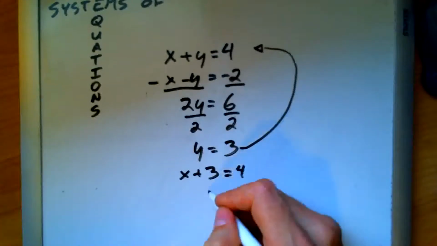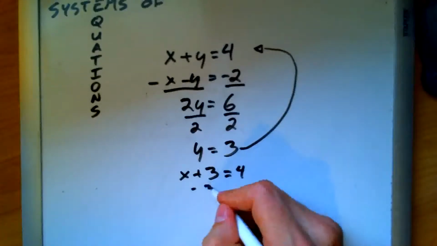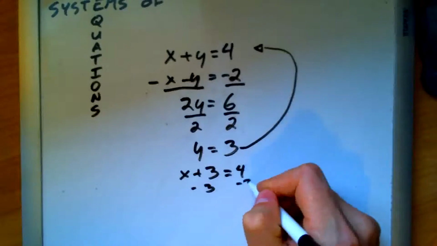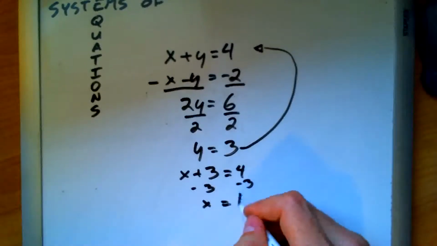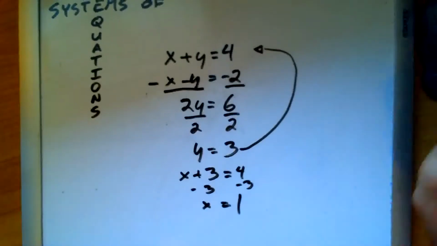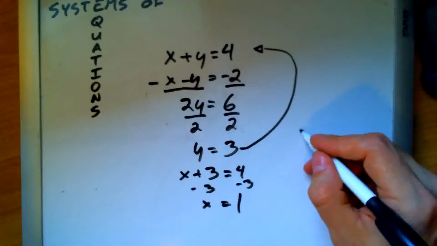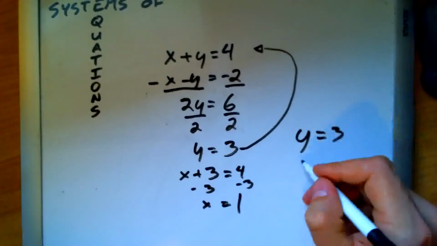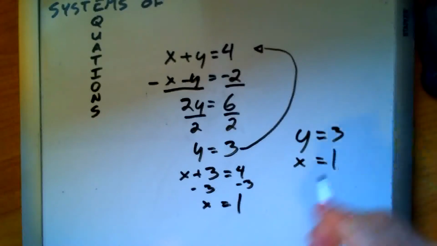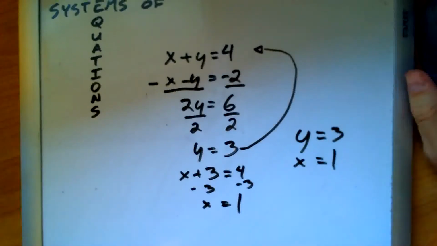So we'll plug in y as 3, we'll have x plus 3 equals 4, and let's subtract 3 from both sides to isolate for x, and that will give us x equals 1, which is exactly what we had from our first attempt. So now we have a y value of 3 and an x value of 1, and our system of equations is solved.